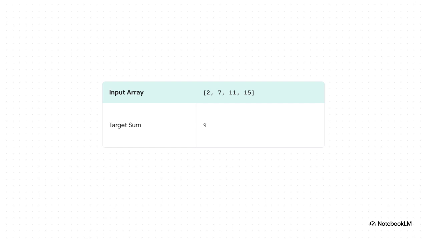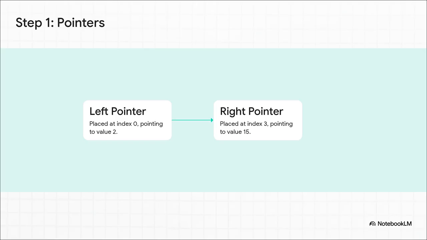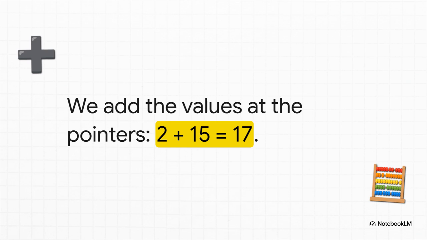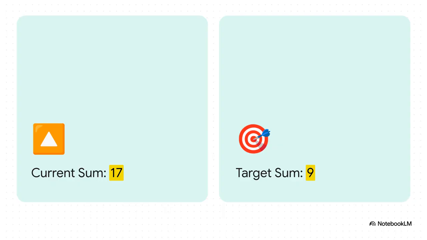Let's do this. First things first, we set up our pointers. We're going to place a left pointer at the very start at index 0, which is sitting on the value 2. Then we put our right pointer at the very end, that's index 3, which is on the value 15. Okay, now we do our first check. We just add the values our two pointers are looking at. So 2 plus 15. That gives us a sum of 17. Next up, we compare that sum to our target. We got 17, but we're looking for 9. So yeah, our current sum is way too large, not even close.